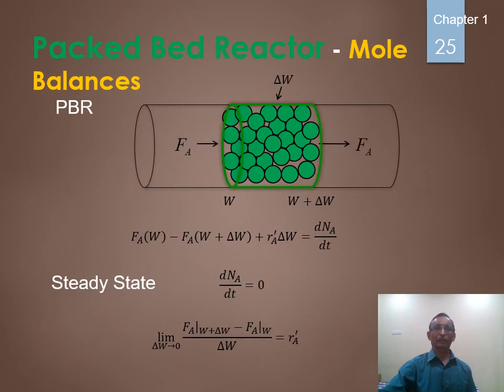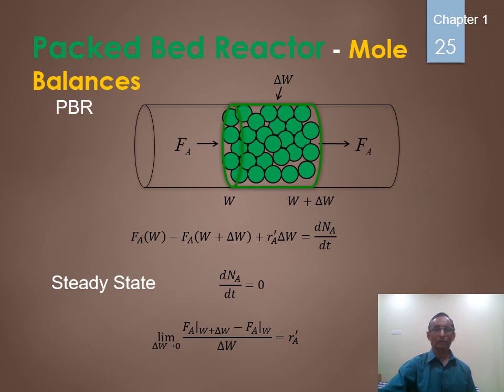Packed bed reactor: only the name is changed because you have the catalyst here. You have considered delta W, the weight of the catalyst, which changes your reaction rate. That's why only the nomenclature changes: it enters at W and exits at W plus delta W. In the plug flow reactor, we mentioned V plus delta V, the volume of that particular segment. So only V and V plus delta V are replaced by W and W plus delta W.